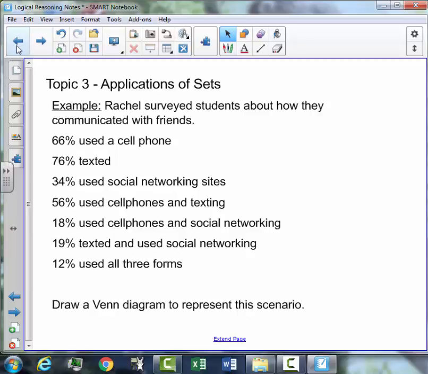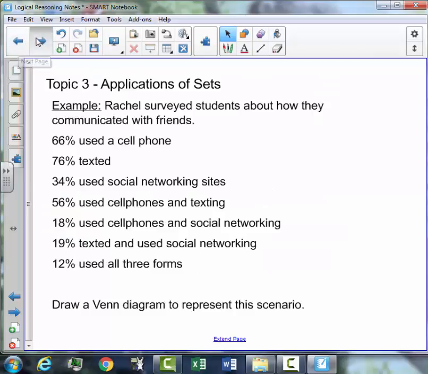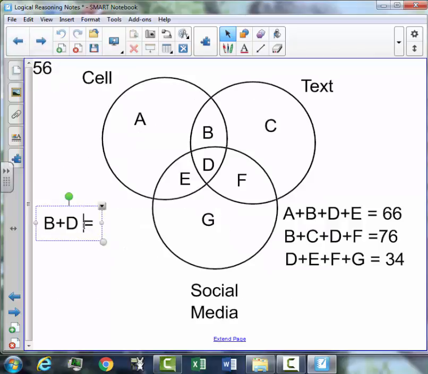So now I'm going to work on the next statements. It says 34% use cell phones and 56 use cell phones and texting. So cell phones and texting are going to be this little section right here. B and D is where the cell phones and texting overlap. So I'll say B plus D equals, what was that number? 56. Let's see, 56 goes there.